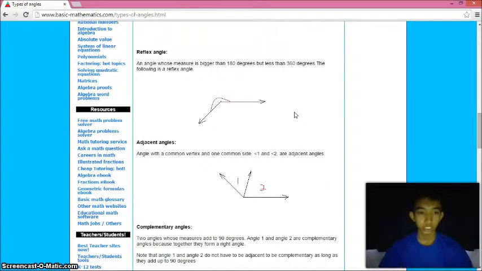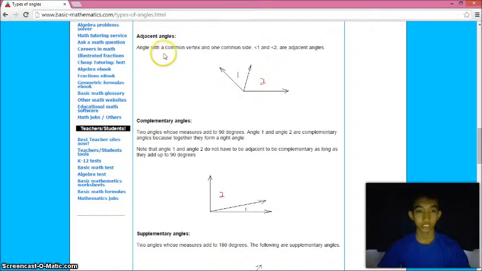Next one, reflex angle. It is an angle whose measure is bigger than 180 degrees but less than 360 degrees. Any angle that is bigger than 180 degrees but less than 360 degrees is called a reflex angle. For example, 230 degrees and 240 degrees are called reflex angles.